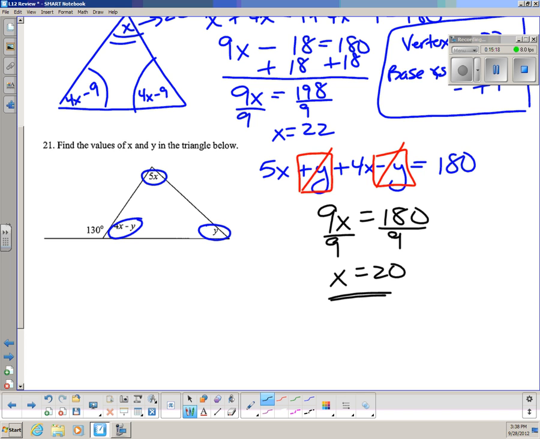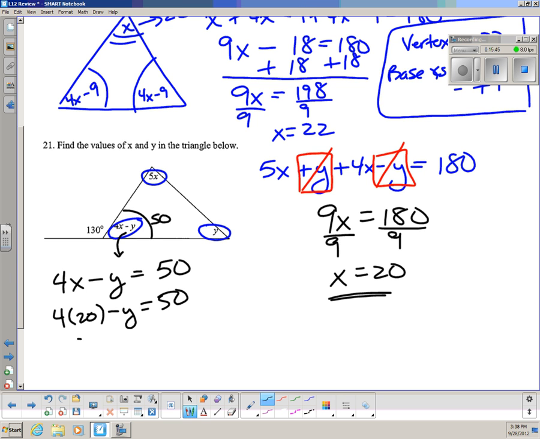So now if x is 20, I can find y in a couple of different ways. One way I can find y is to notice that this angle, 4x minus y, is equal to 50, because 180 minus 130 is 50. So 4x minus y is 50. And we just said x was 20, so 4 times 20 minus y is equal to 50. 80 minus y is equal to 50. And you can clearly see 80 minus 30 is 50, so y is 30.